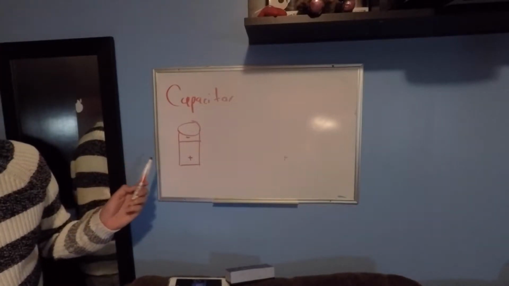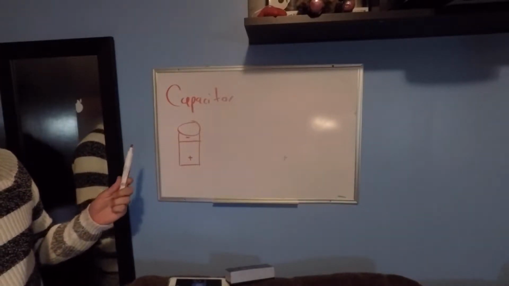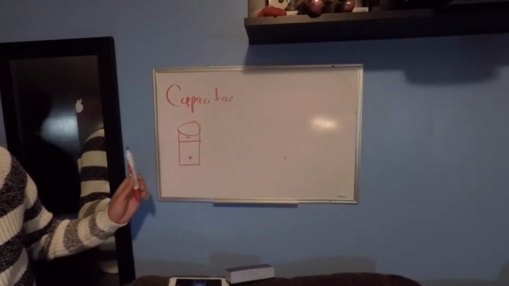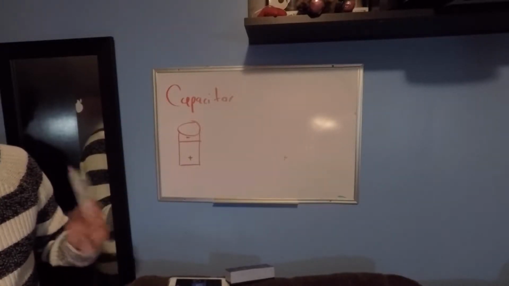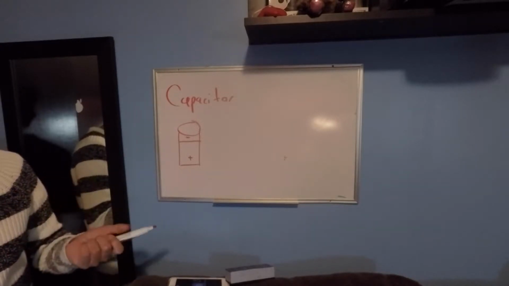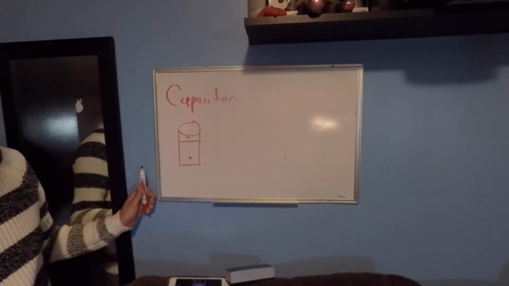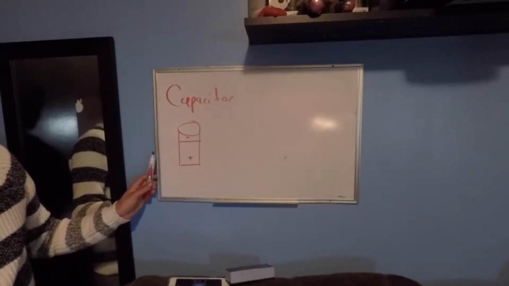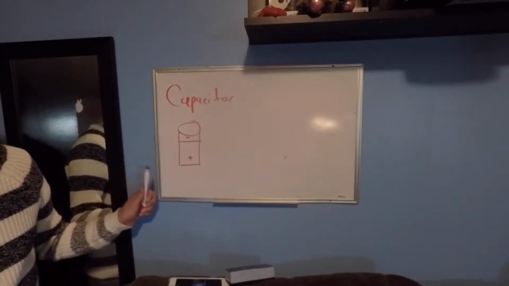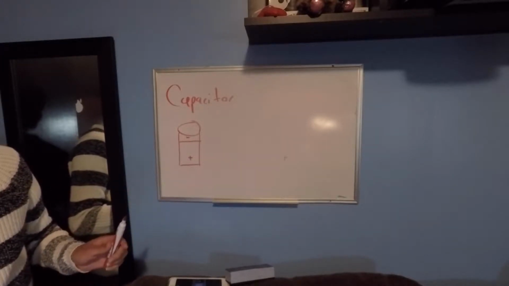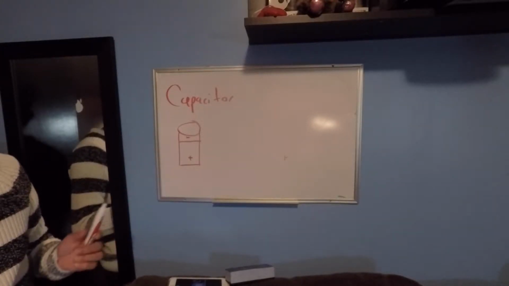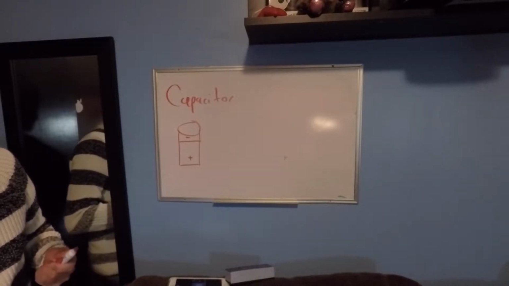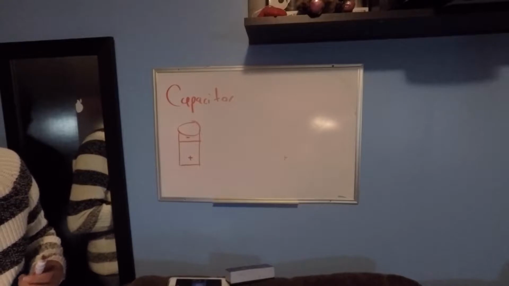A battery, for example, produces a chemical reaction so that it produces electrons on one terminal and absorbs electrons on the other terminal. So that's how a battery works. But a capacitor is much simpler than that, because it can't produce new electrons. It just stores them.